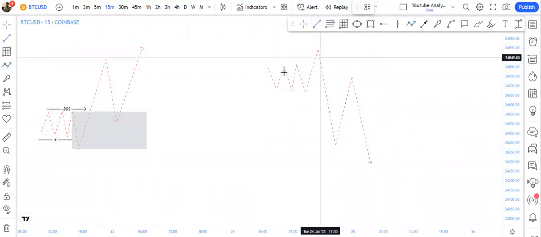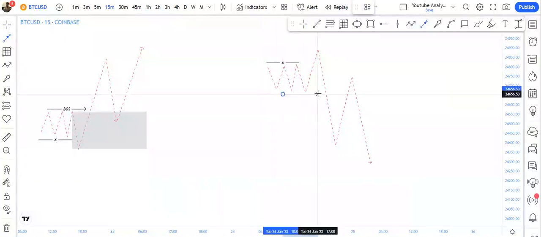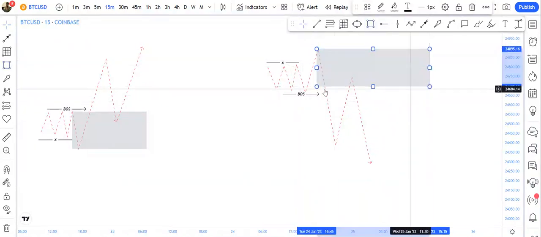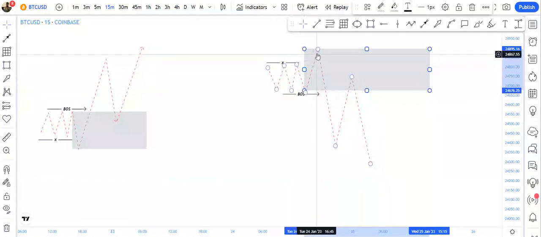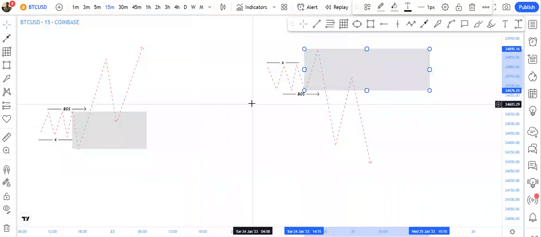So it's the same thing: when price pushes up, it grabs liquidity from these highs before breaking structure. Also, key point, it has to break structure. If it doesn't break any structure, it is not a valid zone for us. All right. And this entire up move over here becomes a supply zone. So this is how supply zones are formed.